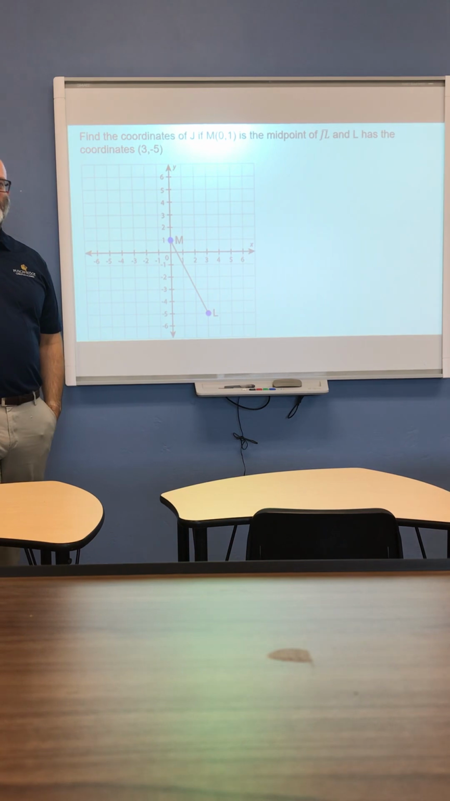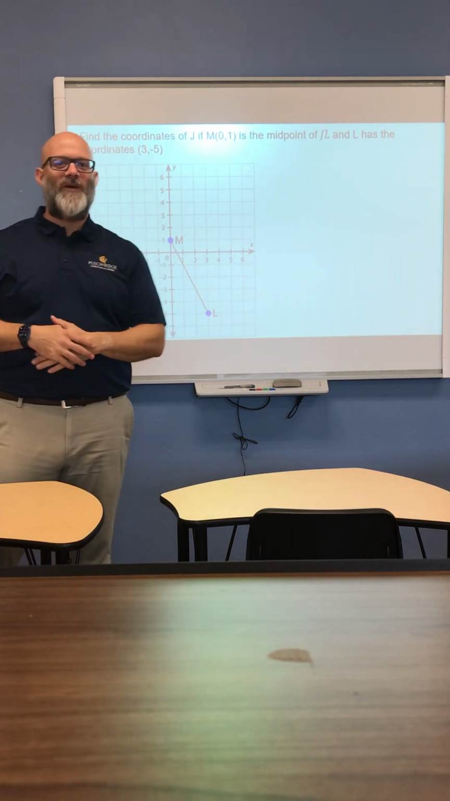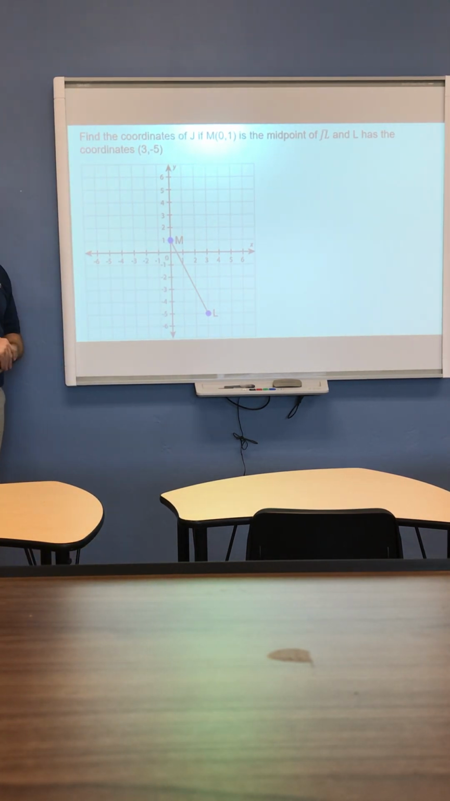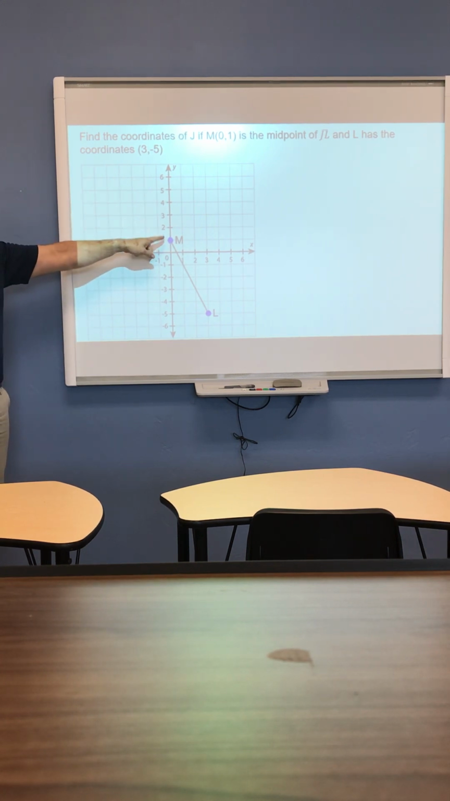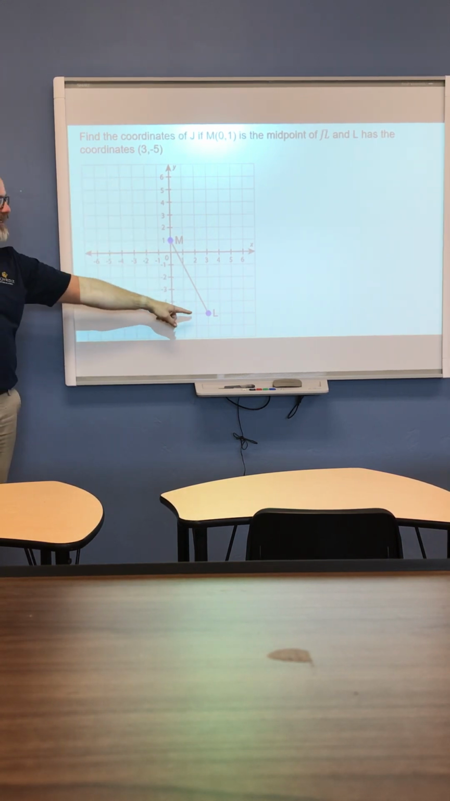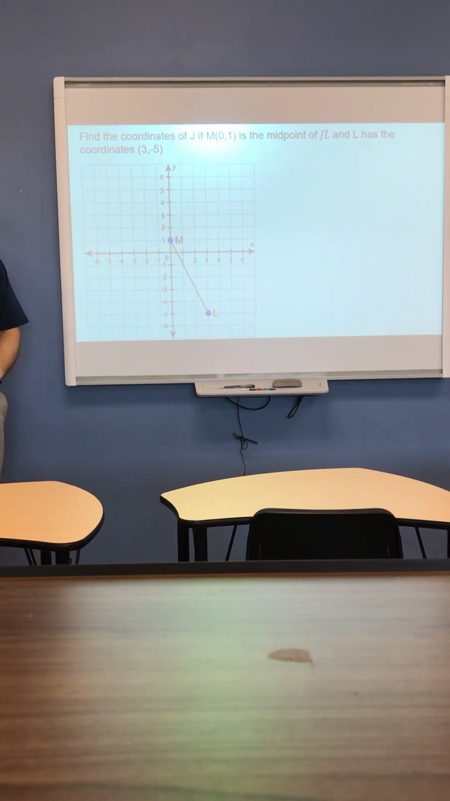This is harder. So there's about 4 iterations of difficulty here. That was the first iteration. The second one is this. Find the coordinates of J if M, 0, 1 is the midpoint of JL and L has the coordinates 3, -5. Your first thought is probably, where's J? I don't see a J at all. I know where M is, it's at 0, 1, and I know where L is, it's at 3, -5. But where's J?